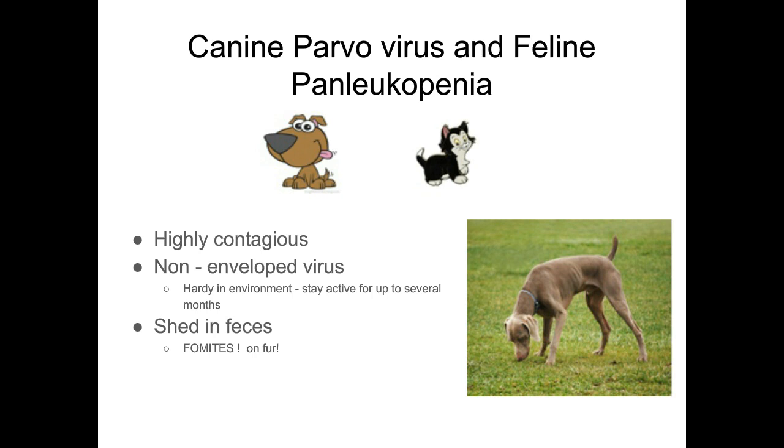So we do supportive care, which is making sure they eat. The quicker the animal eats with parvovirus and panleukopenia, the greater the prognosis for them. So early recognition and aggressive treatment is very important. Antimicrobials may be given, so antibiotics may be given to reduce the risk of secondary infections.